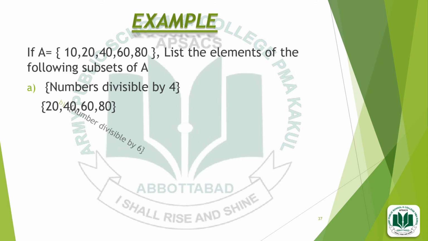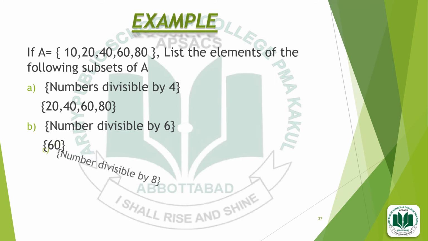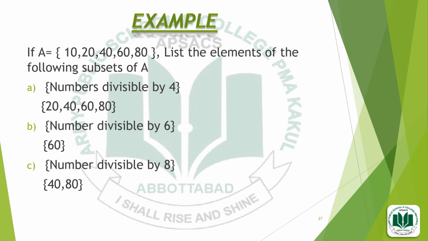Next, if I want to know which numbers are divisible by 6, they would be 60. Next, if I want to make a subset of A which contains numbers divisible by 8, they would be 40 and 80. Moreover, if I want to find a subset which contains the numbers divisible by 7, the set would be an empty set as there are no multiples of 7 in the set A.